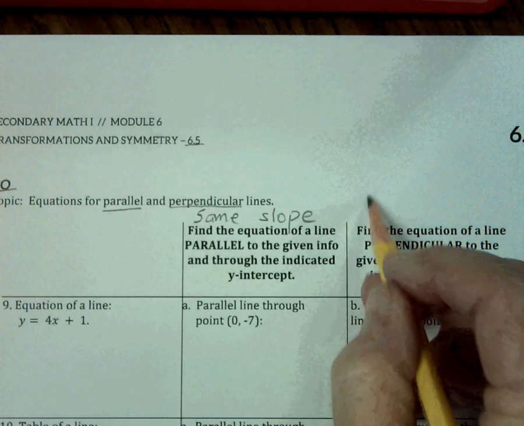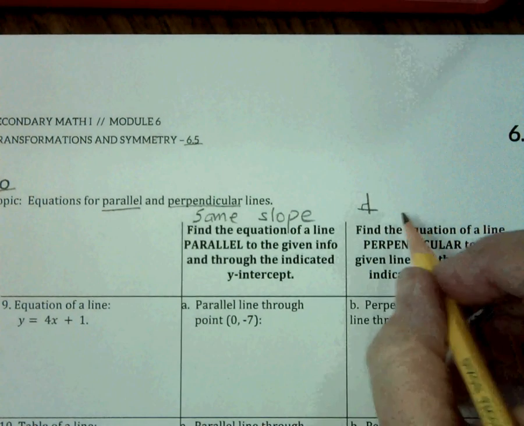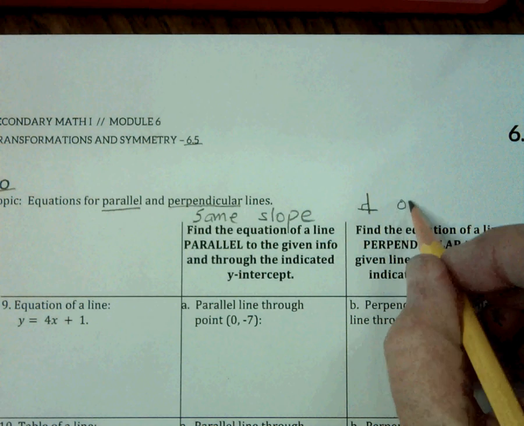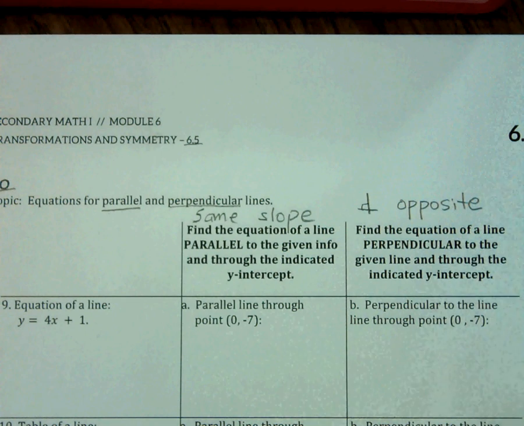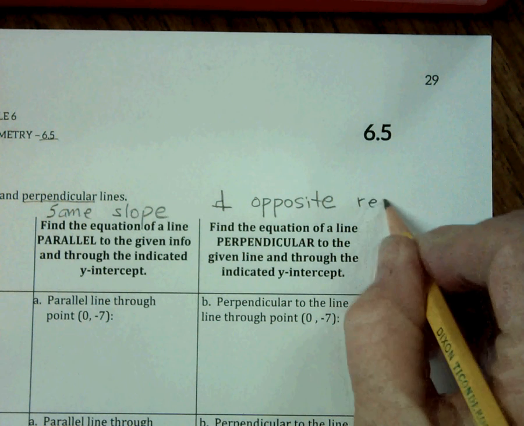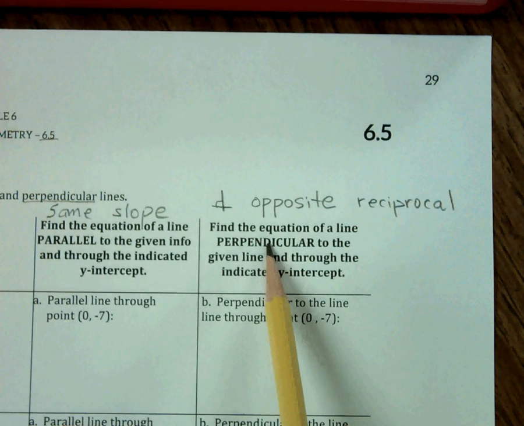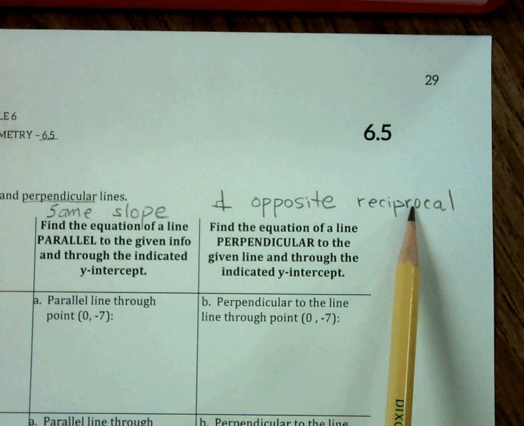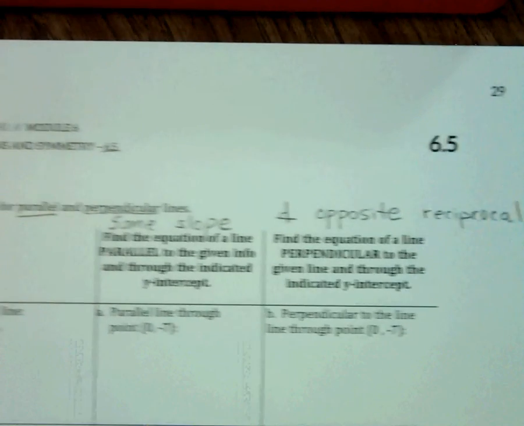And for perpendicular lines that cross at a 90-degree angle, the slope is the opposite reciprocal, or negative reciprocal. I have to move this over to have room. So, for example, if the slope was 2, the perpendicular line would have a slope of negative 1 over 2, the reciprocal. So I'm going to do 3 examples and leave the other 3 for you.